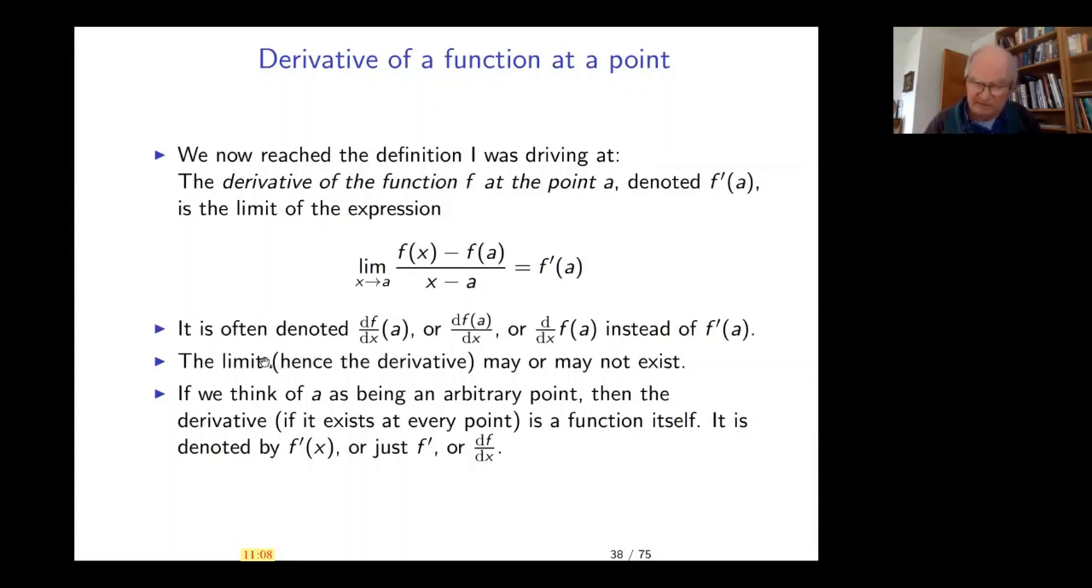Now, one thing to make clear is that the limit of a function at a point, and the derivative of a function at a point, may or may not exist. And if we think of A as being an arbitrary point, then the derivative, if it exists at every point, is a function itself. So we might be talking of f prime of x, the derivative at any point x. So the derivative itself is a function, if we don't specify the derivative at a point, which is a number. And we write the derivative of a function as f prime of x, or just f prime, or df over dx.